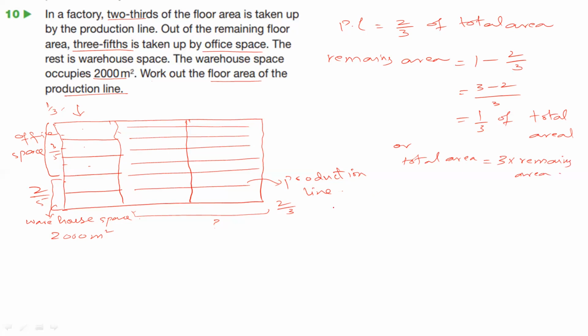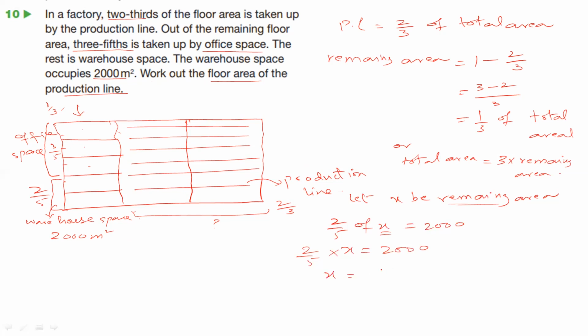Now we proceed. Let's suppose that X is the remaining area. So we know 2 by 5, which is the area of the warehouse, of X equals 2000. Correct? Because we are given that the area of this warehouse is equal to 2000 meters square. X is the remaining area, and of means multiply. So 2 by 5 times X equals 2000.